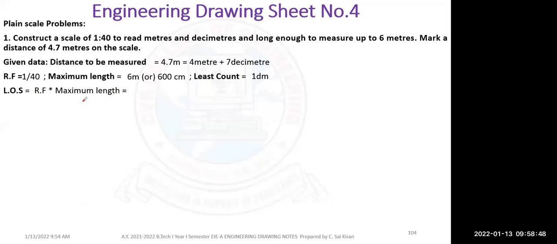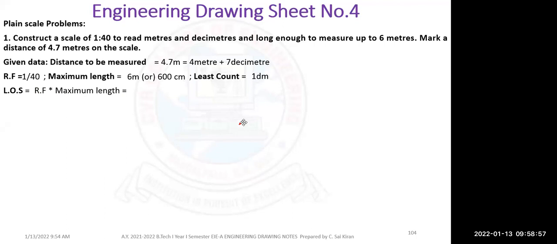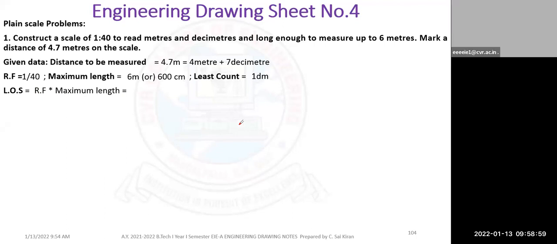Okay, sir. You have to use your calculator and tell me the value. 15 centimeters. It is 1/40 into 600 centimeters. So the LOS value should be in the units of centimeter. So 1/40 into 6 into 100, because 6 meters, and 1 meter equals 100 centimeters, so 6 into 100 is 600 centimeters. So it will become 15 centimeters.